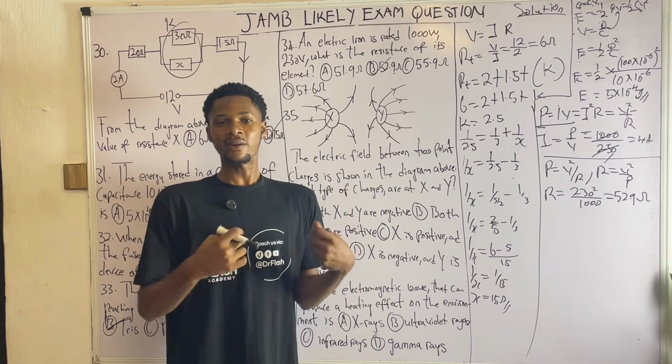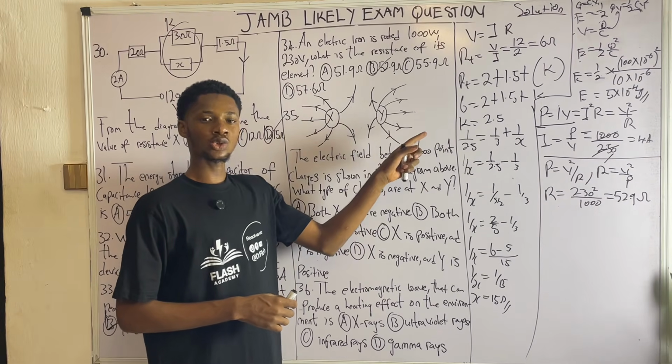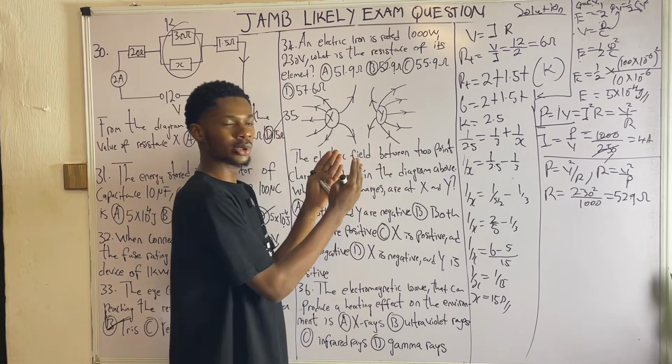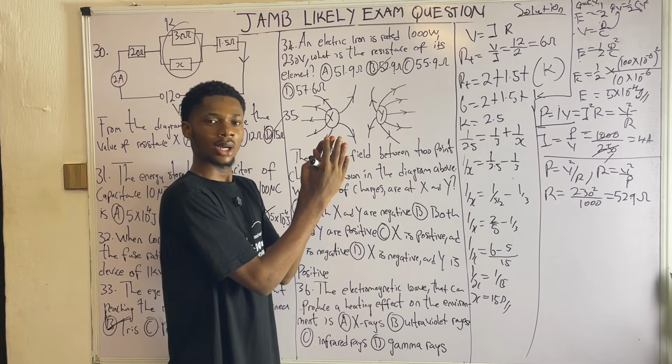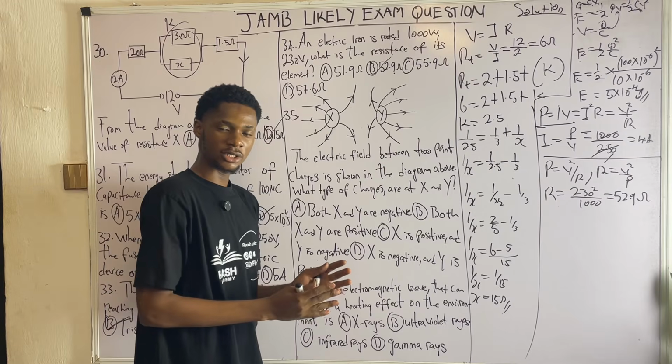While for negative charges, they are directed inward. So for this one, they are directed outward. This means this one is positive. For this one, they are directed outward. It means positive. Now when they are placed together, since they are like charges, they have to repel. That is why you notice that the electric fields are directed outward when they are placed together.